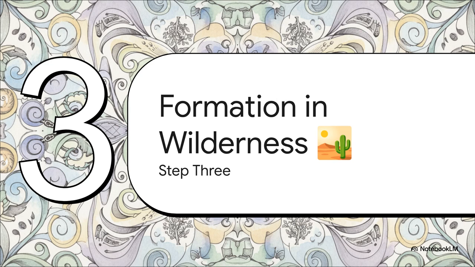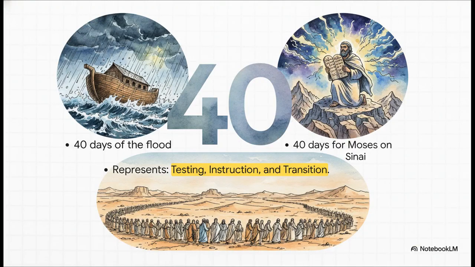The pattern shows that what comes next is a period of formation, of testing, and it's often symbolized by a very specific number. And that number is 40. I mean, once you see it, you see it everywhere. It pops up again and again.